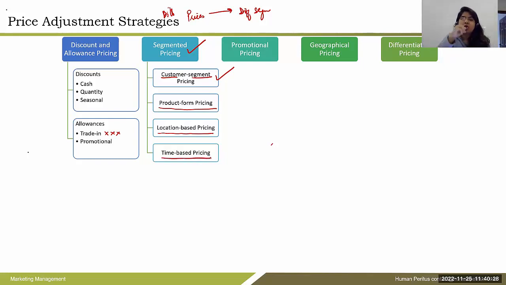Time-based pricing. On season, off season discounts. Also, if you've seen price tickets, flight tickets. I'm saying price tickets, flight tickets. Flight tickets on Saturday evening, Sundays, Friday nights versus on Monday, Tuesday, Wednesday. So am I clear with all types of customer, product, location, time? Now I'm going to give you an example. Let's see if you've understood.